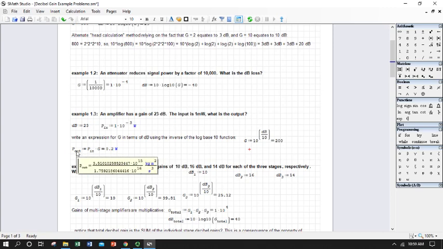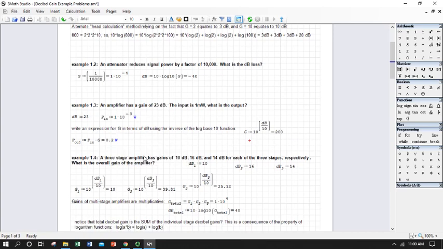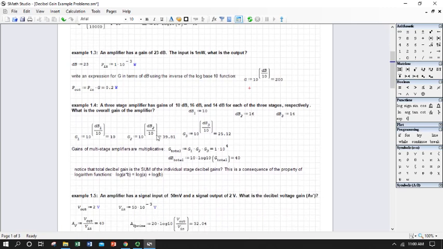So if we want P out, we just multiply ordinary gain by P in. And so we have 200 times 10 to the minus 3, or 2 times 10 to the second times 10 to the minus 3. So that's 2 times 10 to the minus 1, or 0.2 watts. So gains are dimensionless. Power in and power out are in watts. So we have the right units.